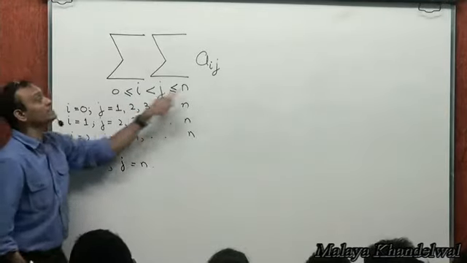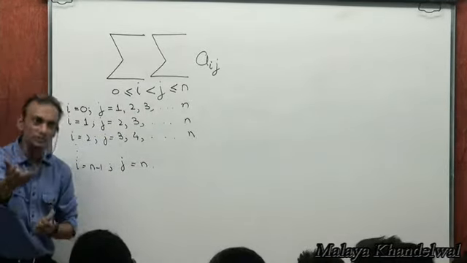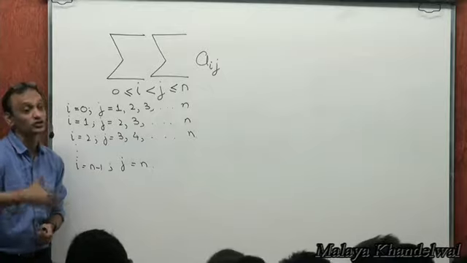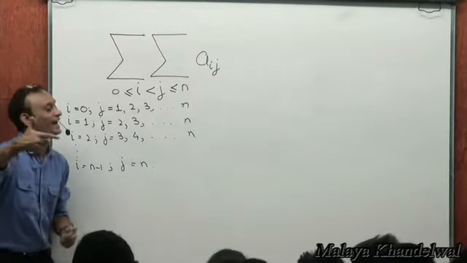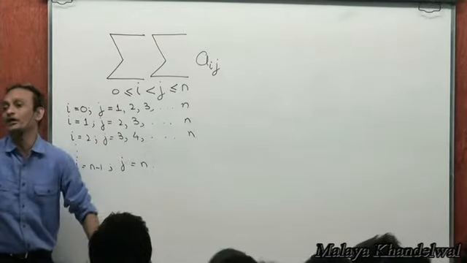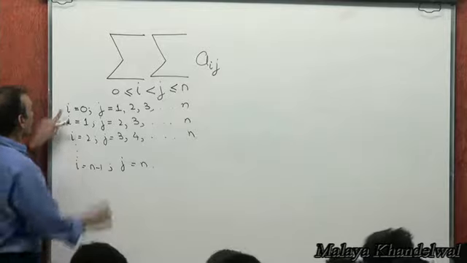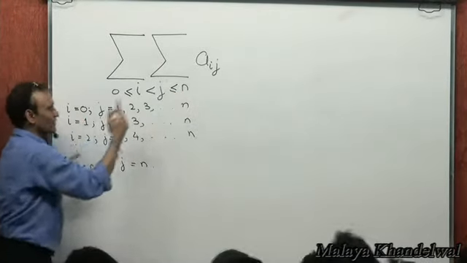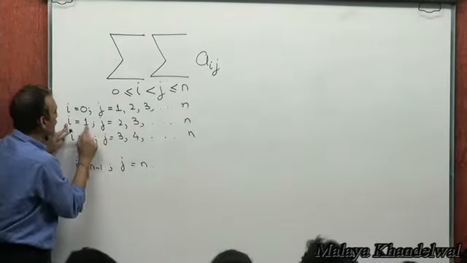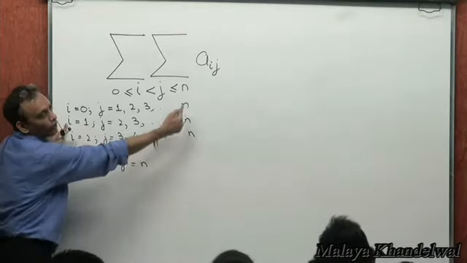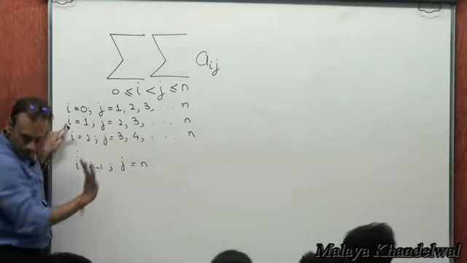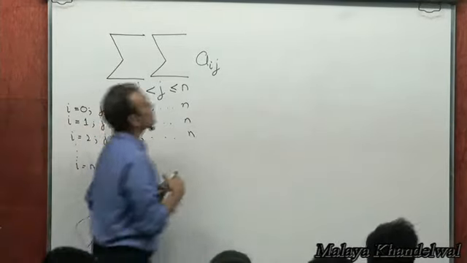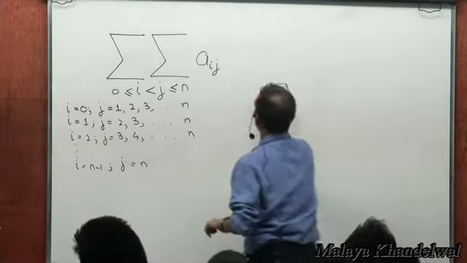And what if i is n? Not possible, because then you can't choose a value of j bigger than i. j bigger than i cannot be selected. So i will take values all the way from 0 to n minus 1. And for any given i, j will start from 1 more than i and go all the way to the rightmost extremity, right? Now, this therefore would mean the following.